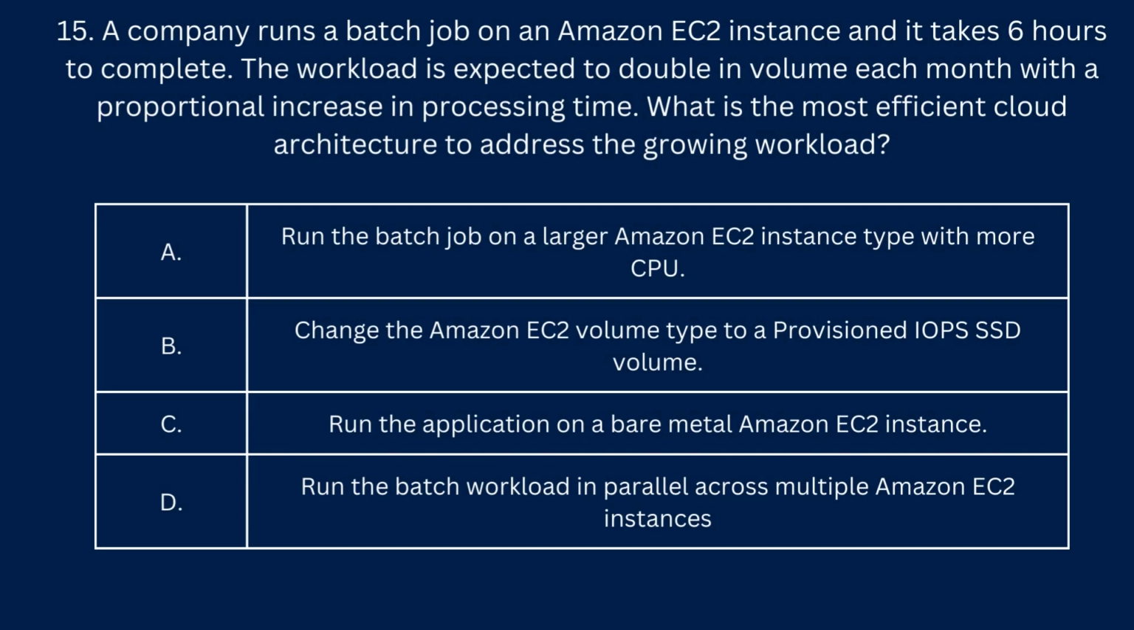Question 15. A company runs a batch job on an Amazon EC2 instance and it takes 6 hours to complete. The workload is expected to double in volume each month with a proportional increase in processing time. What is the most efficient cloud architecture to address the growing workload? A. Run the batch job on a larger Amazon EC2 instance type with more CPU. B. Change the Amazon EC2 volume type to a provisioned IOPS SSD volume. C. Run the application on a bare metal Amazon EC2 instance. D. Run the batch workload in parallel across multiple Amazon EC2 instances.